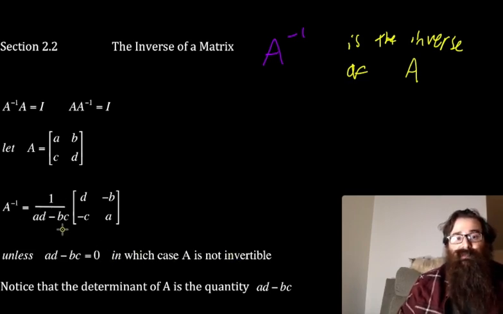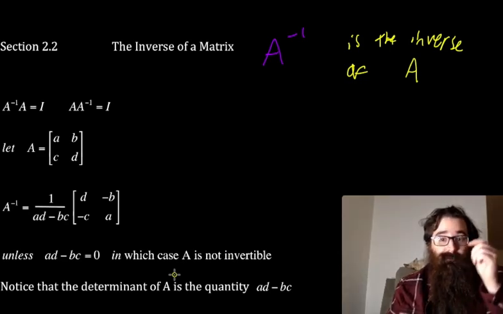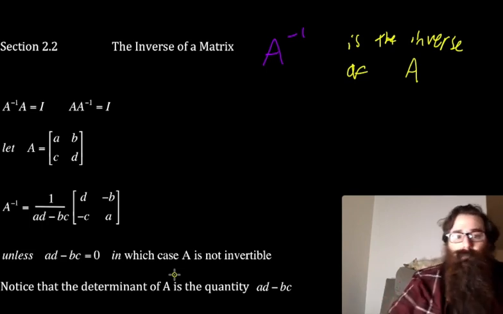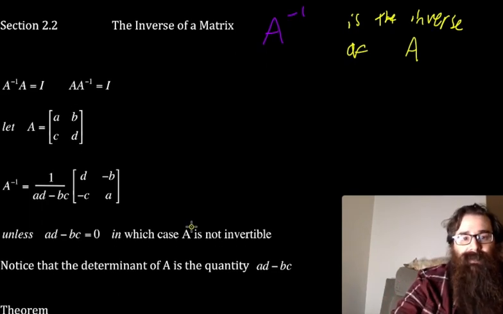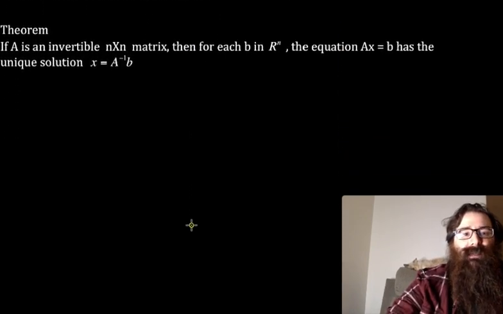And actually, this denominator, A times D minus B times C, is the determinant of that matrix A. So that's the determinant of a 2 by 2 matrix. We're going to talk about determinants later on in the course. So right now we just briefly mention it in passing, but we will be talking about determinants later on. We have a nice theorem.